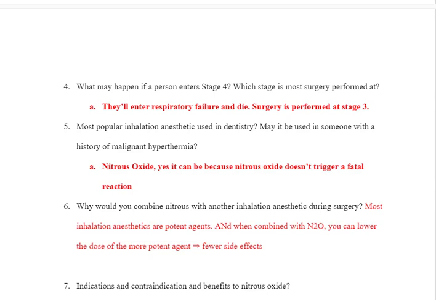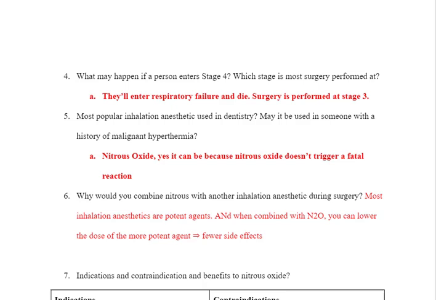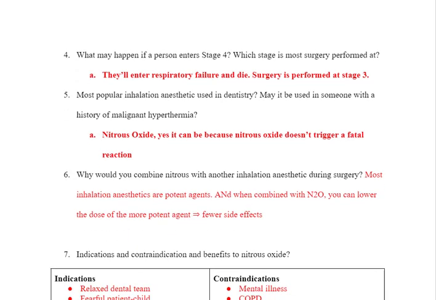Most popular inhalation anesthetic used in dentistry is nitrous. May it be used? Yes. Why would you combine nitrous with another inhalation anesthetic during surgery? That also happens in the hospital, and it goes back to the same reason about balanced anesthesia: you can give lower doses of a potent inhalation anesthetic and nitrous. It prevents side effects.